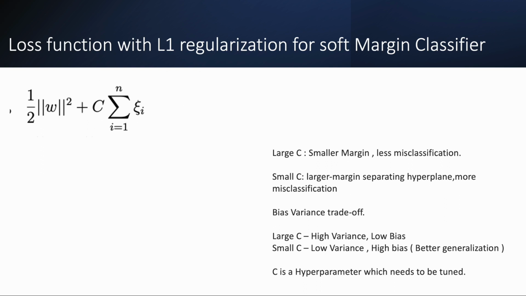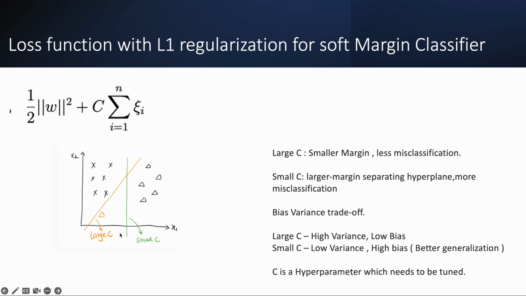Small C means low variance and higher bias, but better generalization. Low variance means my model is not fitting the present or observed data as closely, but in case of future observations, it will have better predictive power. That is the meaning of a small C. So we cannot keep C too large or too small. It's a hyperparameter which needs to be tuned.